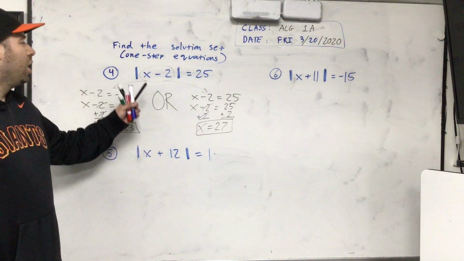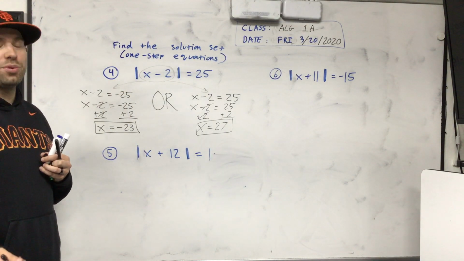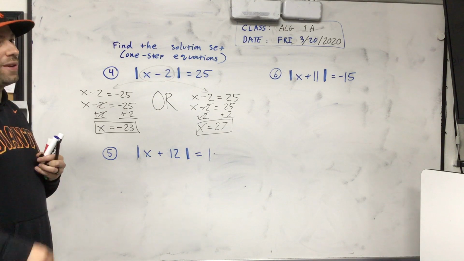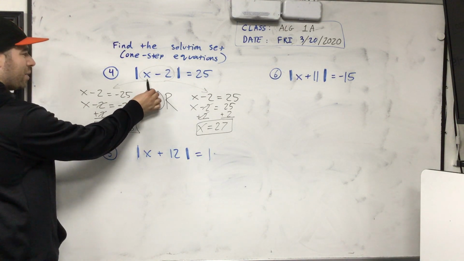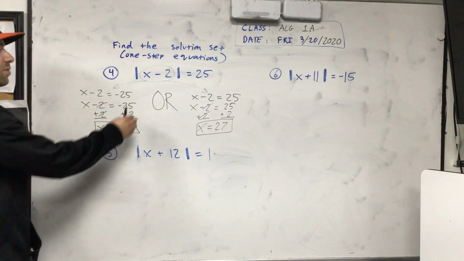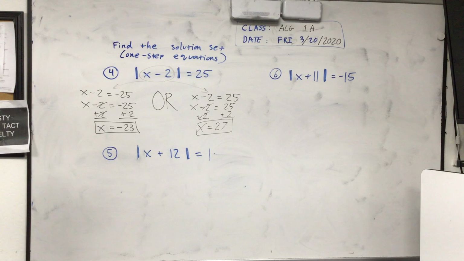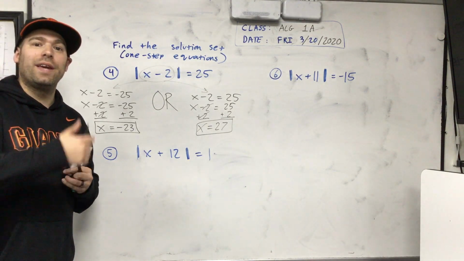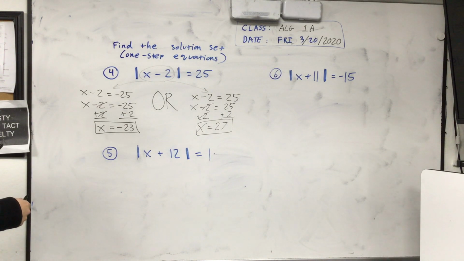I'm going to plug in 27. 27 minus 2 is 25. The absolute value of 25 is 25. Let's try the other one. I'm going to plug in negative 23 for x. Negative 23 minus 2 is negative 25, and the absolute value of negative 25 is in fact 25. There are 2 ways to get the same result.